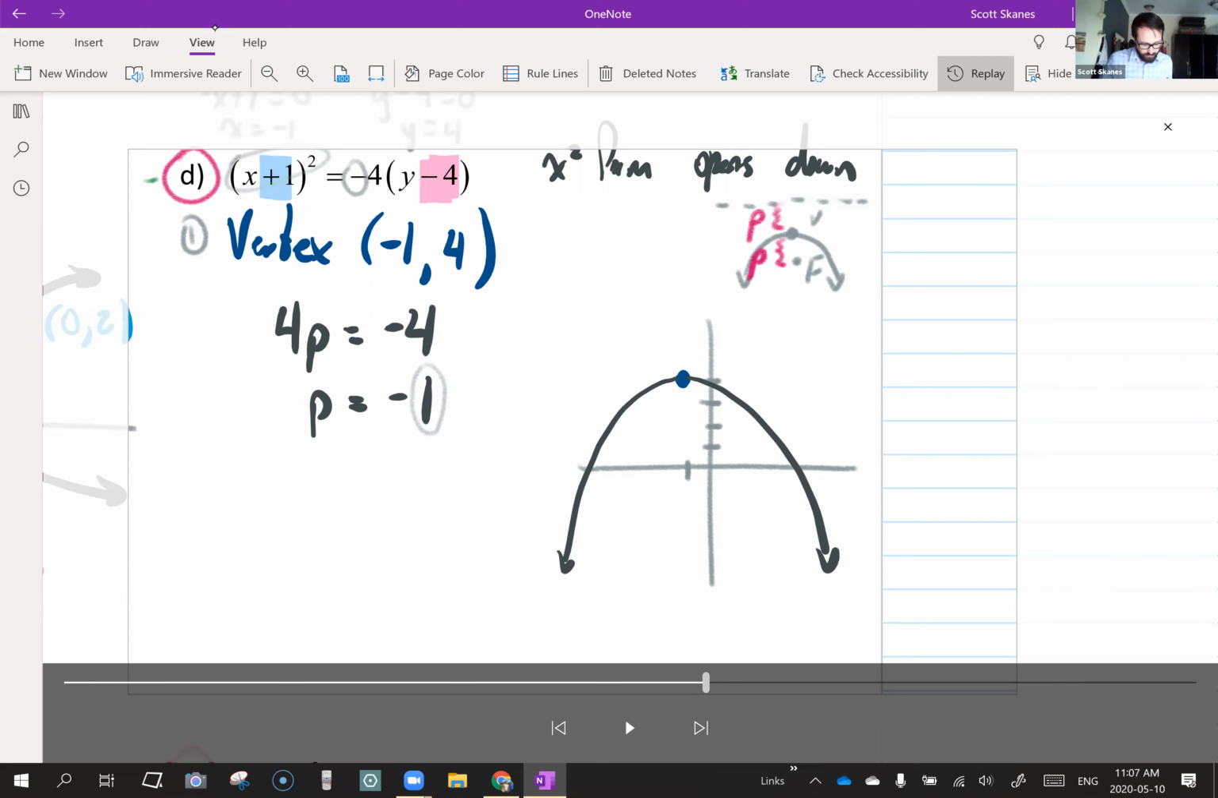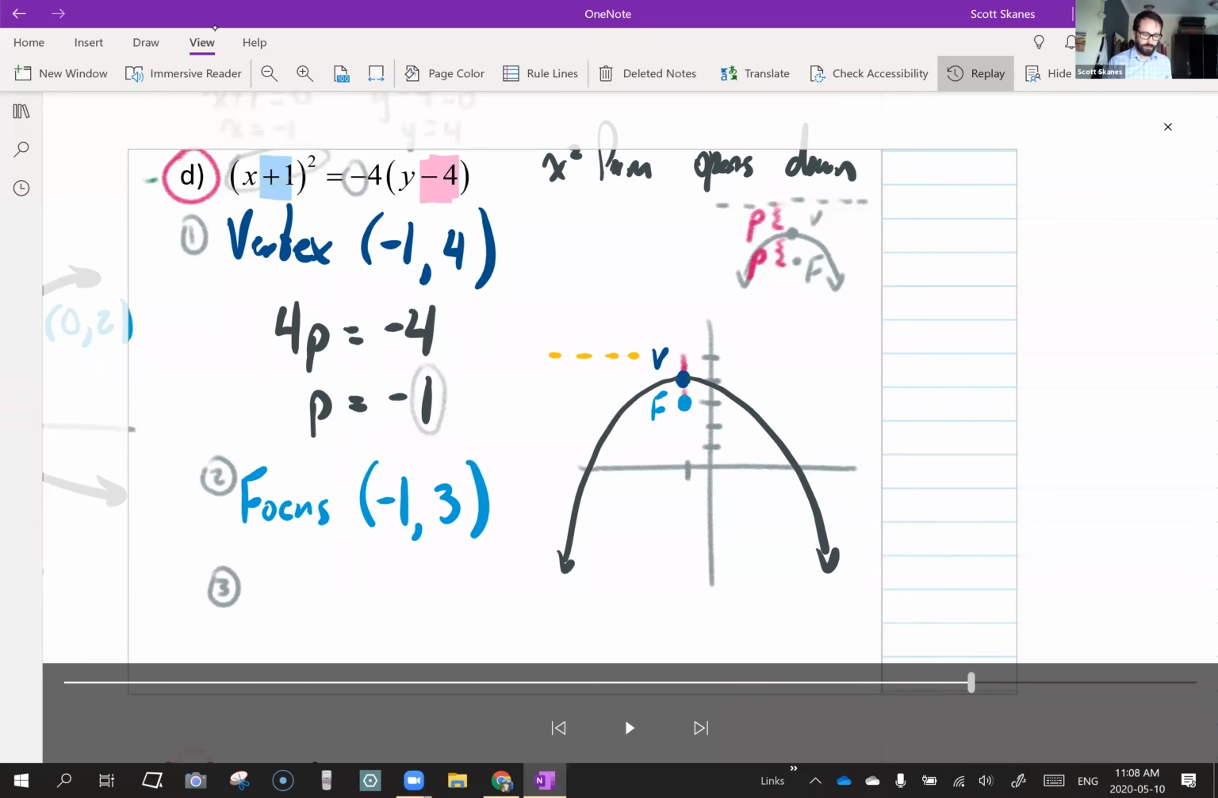So our focus, you'll notice I said, okay, go down by 1. Now I have my focus, and I went ahead and just labeled that. It's -1 and 3. The directrix, same idea. Go up from the vertex by 1, and I have my directrix, okay?